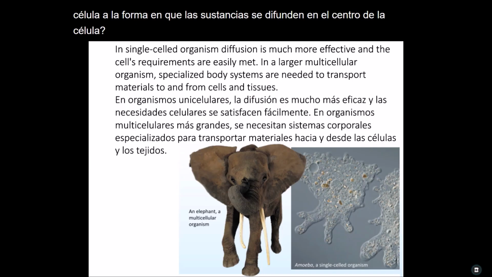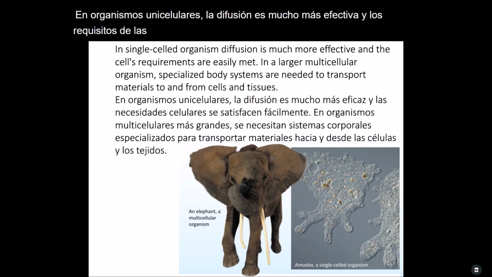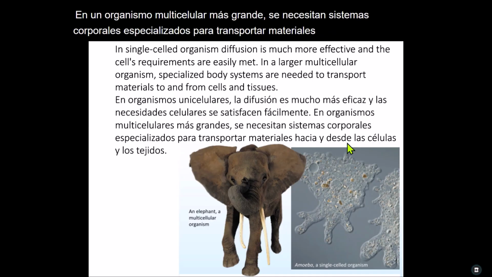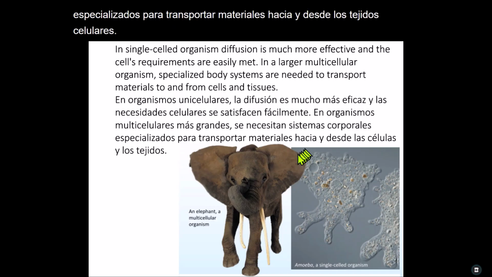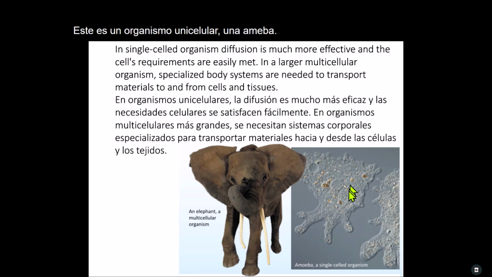In single-celled organisms, diffusion is much more effective and the cell's requirements are easily met. In a larger multicellular organism, specialized body systems are needed to transport materials to and from cell tissues. This right here is a single-celled organism, an amoeba. And this amoeba, because it is single-celled, is much more efficient and effective at diffusion and being able to have its requirements met.